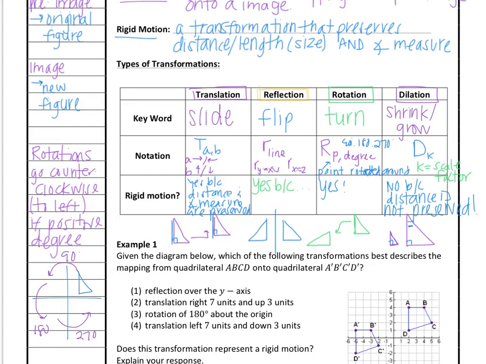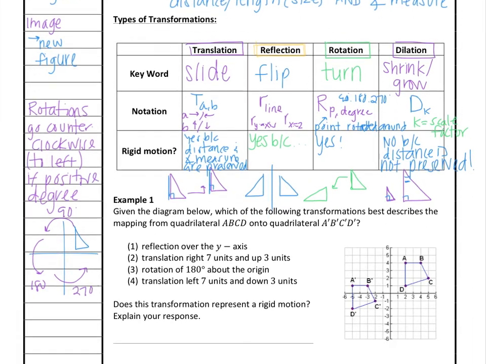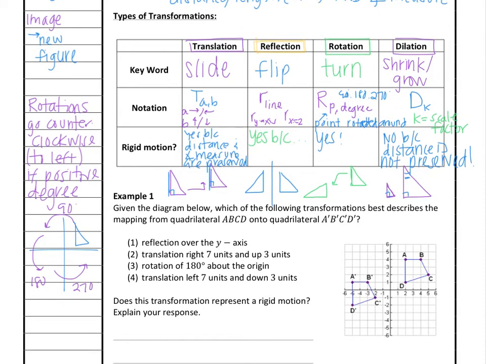So we have our first example here. It says, given the diagram below, which of the following transformations best describes the mapping from quadrilateral ABCD onto A prime, B prime, C prime, D prime? Notice how I'm saying this. So here we have our pre-image being the first quadrilateral, and then our image being the primes.